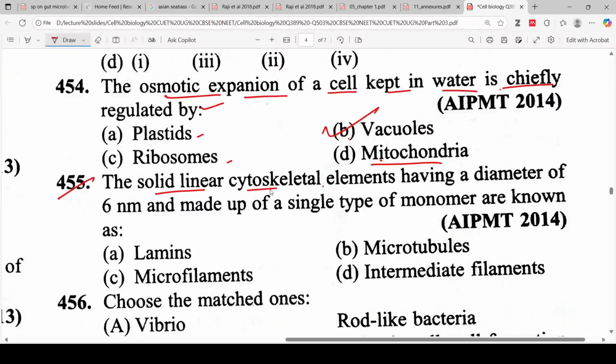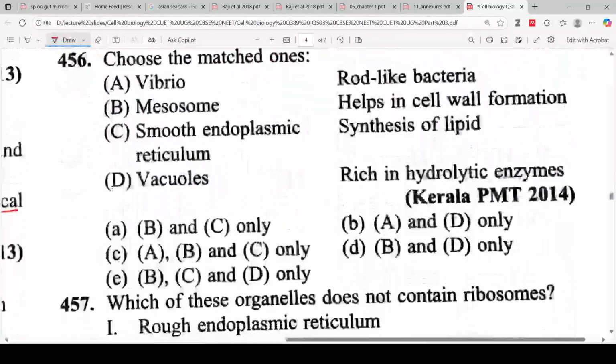Solid linear cytoskeletal elements having a diameter of 6 nanometer and made up of a single type of monomer are known as lamins, microfilaments, microtubules, intermediate filaments. So the correct answer is option C, microfilament will be the correct answer.